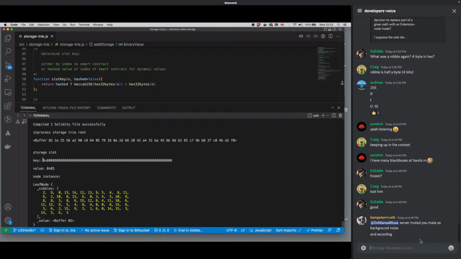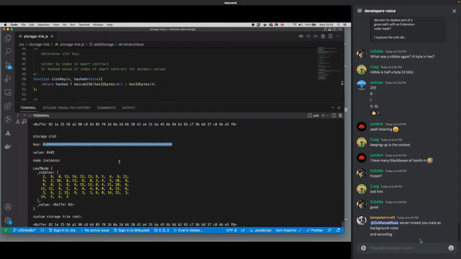So if we were looking in the LevelDB database, the key would be the hashed version of this, because it's a secure trie. Effectively, it's the hashed version of this. Because we're dealing with that secure trie, this would be hashed, so it would be like a random 32 bytes of content, and this would be the value in the storage trie.